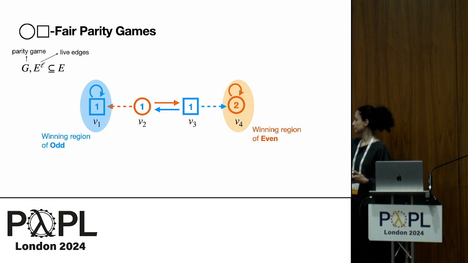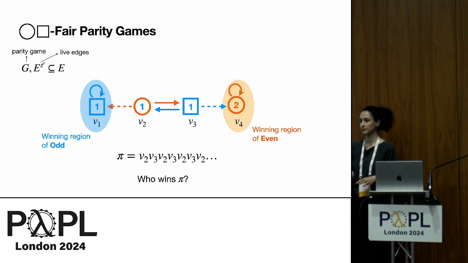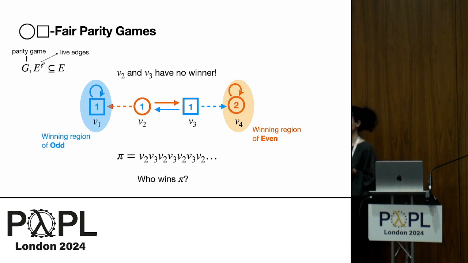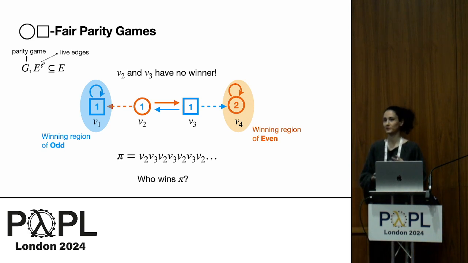But let us look at, for example, V2. V2 is a circle player node. If it takes its live edge, then it will go to an odd winning region and lose. So it always wants to go to V3. And similarly, V3, if it goes to V4, then it will lose, so it will always go to V2. Then they will have a V2, V3 cycle, which is an unfair cycle, unfair for both of them, but then who wins this cycle? There's no natural winner, and we need to somehow determinize these games to be able to solve them.